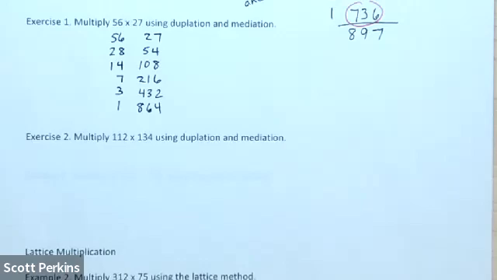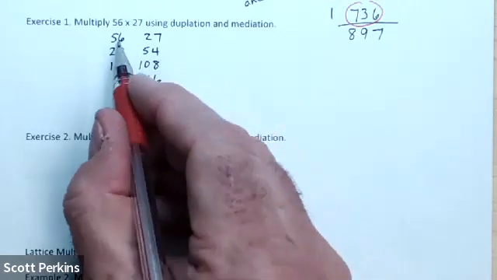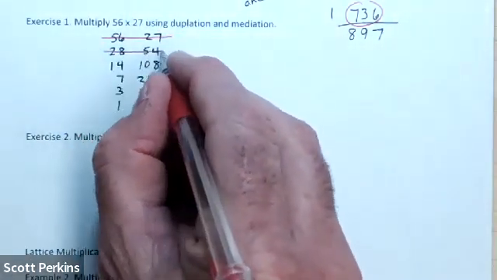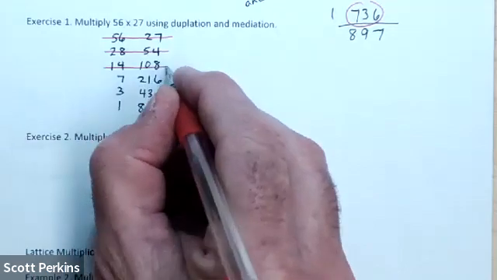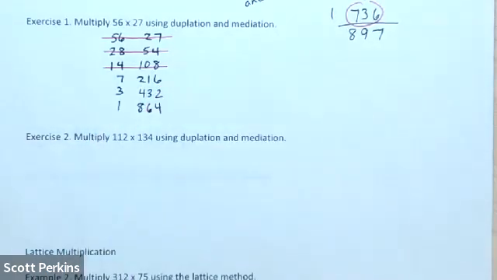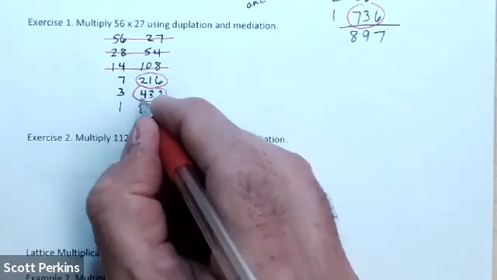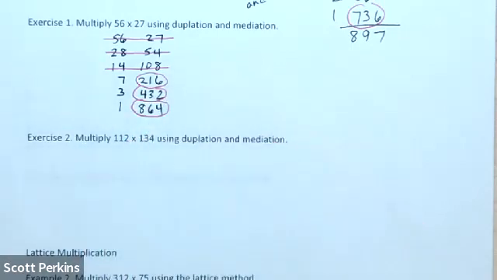All right, well then now, just as I mentioned before, I'm going to cross out any rows that start with an even number. 56 is an even number, so I'll get rid of that. 28 is an even number. 14 is an even number. The rest of the numbers are all odd, so I'm going to add together the 216, the 432, and the 864, and then we'll check.